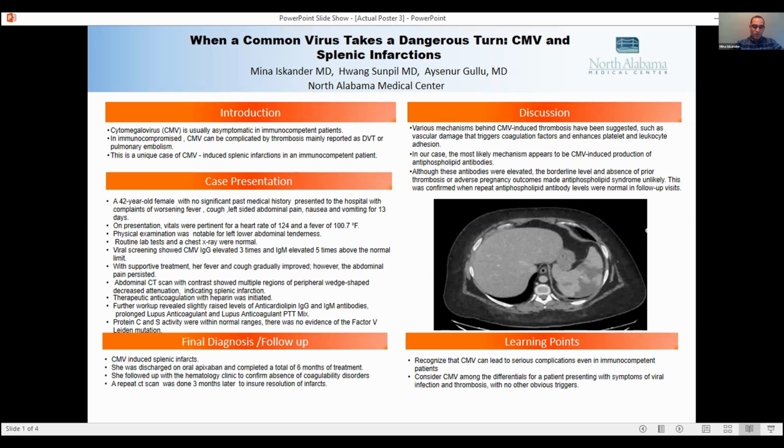A couple of learning points here: CMV can cause serious complications, though rarely, even in immunocompetent patients, as in our patient who did not have any significant issues or past medical history. Another point is to raise awareness and put it among our differentials: when a patient has symptoms of viral infection along with detected thrombosis, CMV could be considered as one of the triggers for this thrombosis.